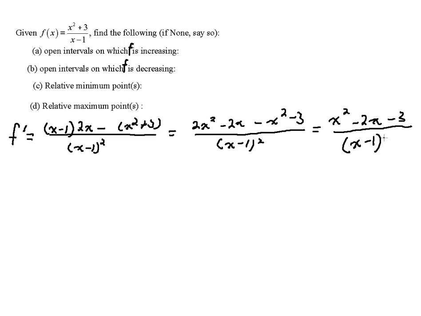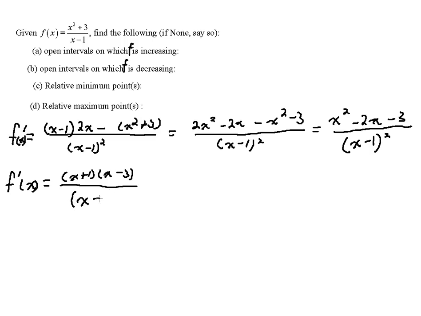And I'm going to factor that, and I should really put in f prime of x there. So finally, f prime of x in fully factored form in the numerator equals x plus 1 times x minus 3, all over the denominator, which is still x minus 1 squared. Just trying to get this down as quick as possible.